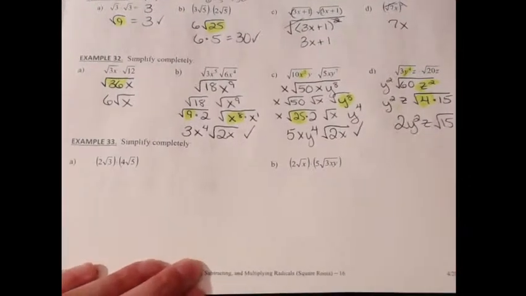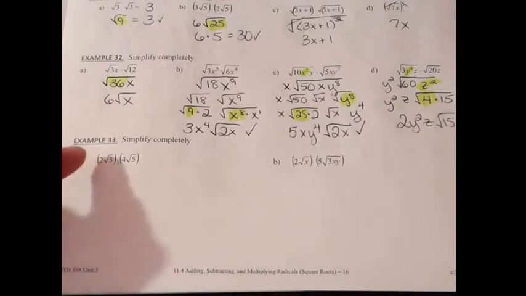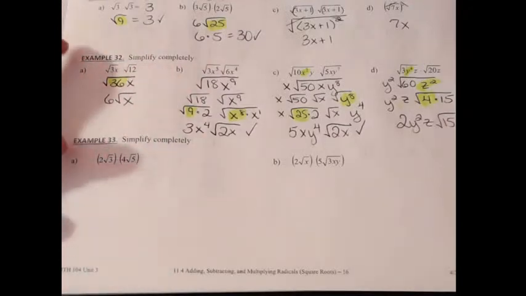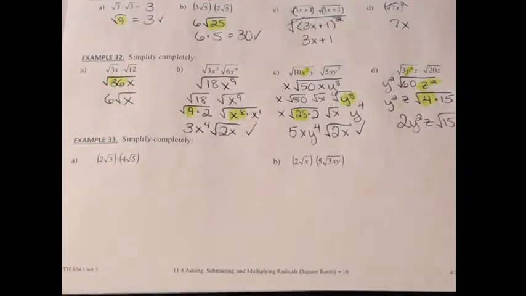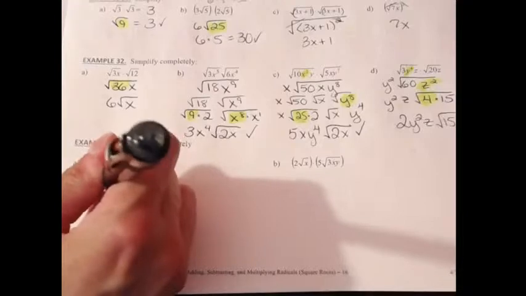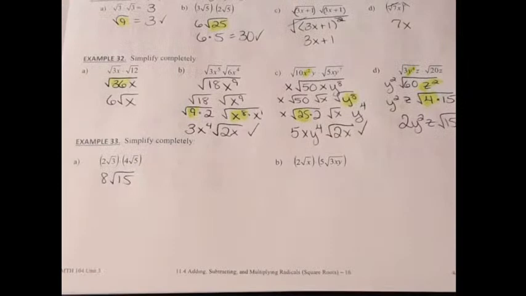With these problems, for example 33, that concept doesn't change at all. This is simply a monomial times a monomial. So even though I had parentheses in the previous example and I don't have parentheses here, the concept does not change. It's the same idea. So 2 times 4, that's 8. Square root of 3 times square root of 5 is square root of 15. I can't break down square root of 15, so we're done.